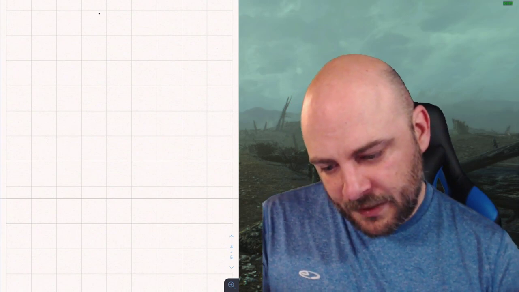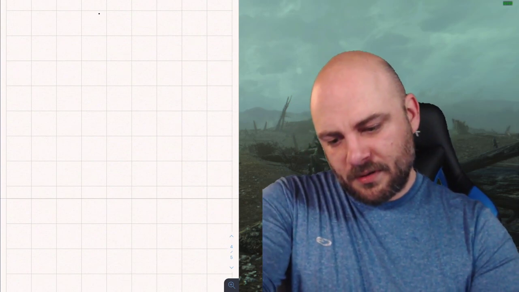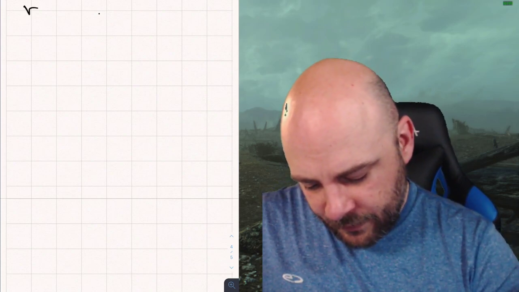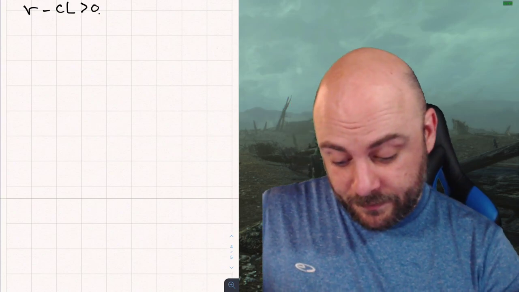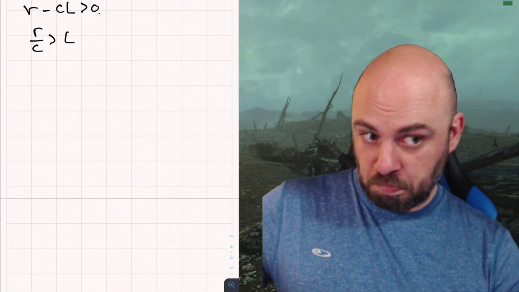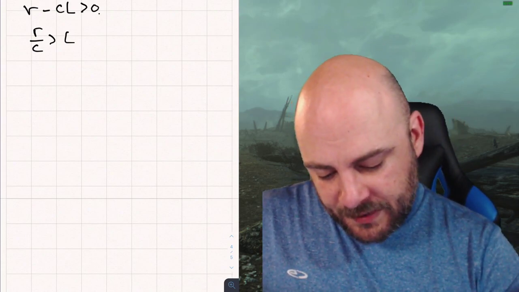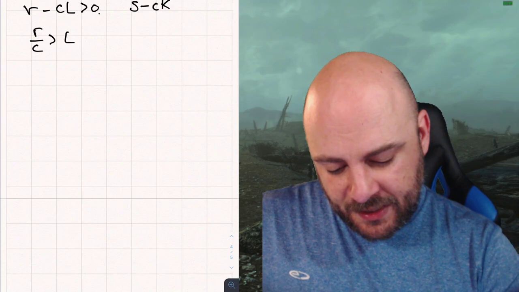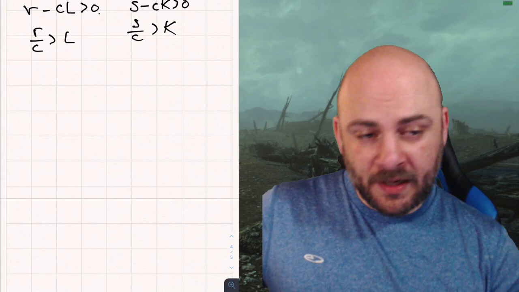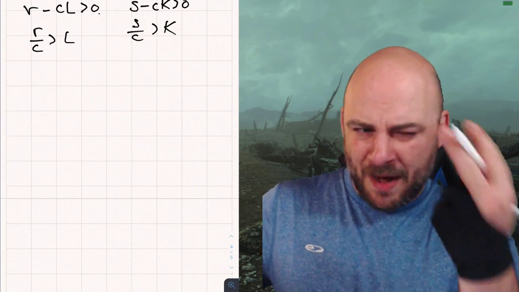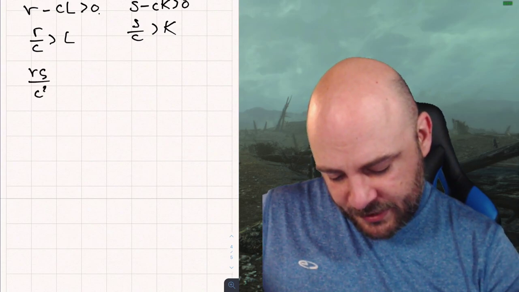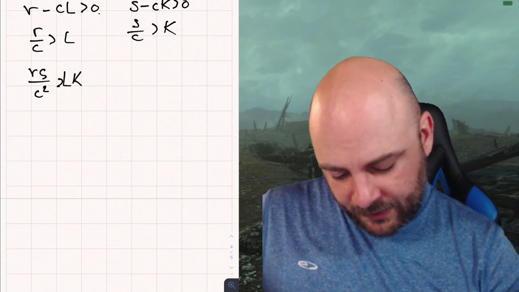How do I work this out here? If r minus cl is positive, then r divided by c is greater than l. So far, so good. By a similar token, if s minus ck is positive, then s over c is greater than k, right? I just read it like this because it helps me wrap my brain around this next part. This means that rs over c squared is greater than lk.